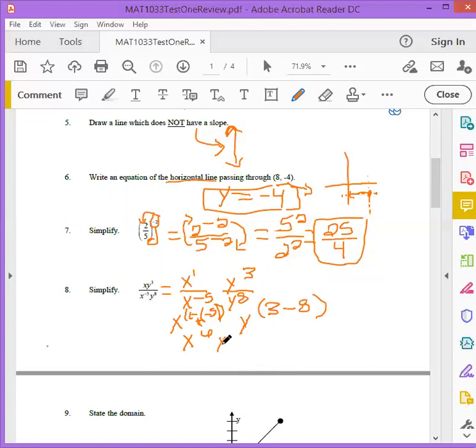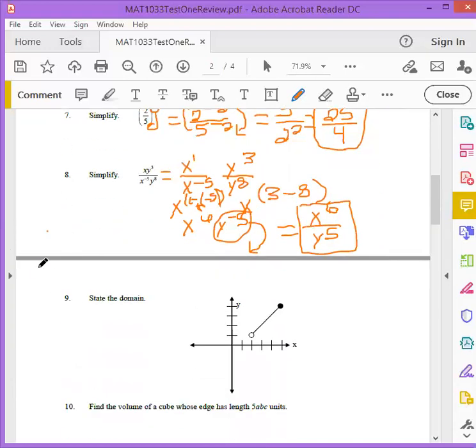That will become -5, which we know we can't have a negative power. So we need to make this positive by moving it to the denominator. So that x to the 6th power stays in the numerator, x to the 6th, divided by, now we're moving the y term to the denominator so that we can make our power positive. So here's our final answer, x to the 6th divided by y to the 5th.